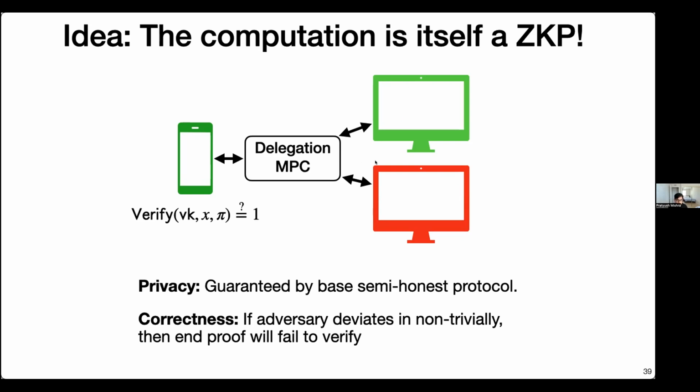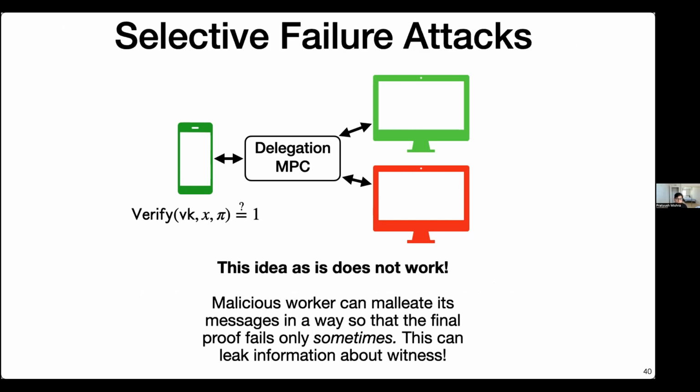Like if this guy, say, switches to a completely different secret share and just discards the secret share sent by the delegator, then at the end, it'll compute a proof for a garbage witness. And so with very high probability, that'll fail to verify. So this is the hope. But unfortunately, this doesn't actually work out.